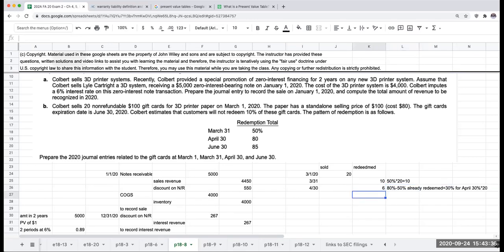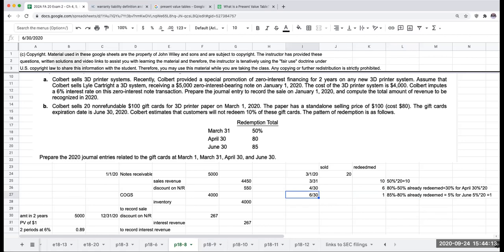Okay. So lastly, over here, we have June 30th, right? This is now at 85%. So we have basically 85% minus the 80% that were previously redeemed. Equals 5% for June. Basically, this 5% times 20, or a total of 1.